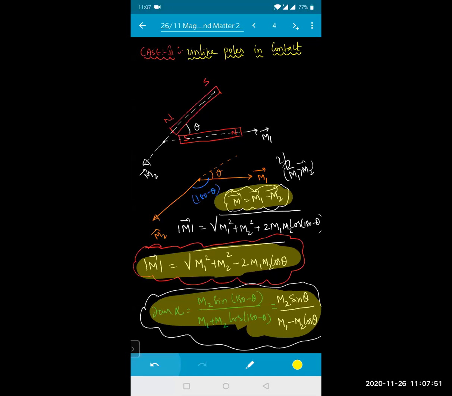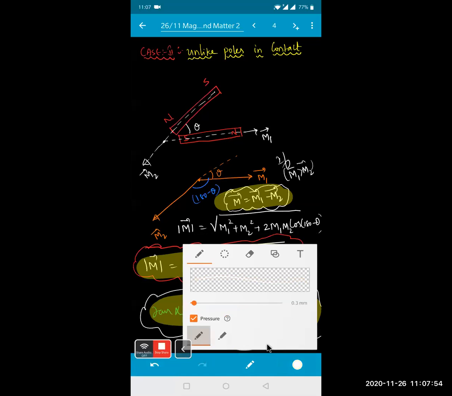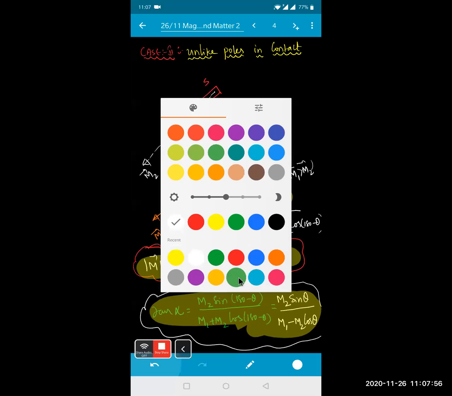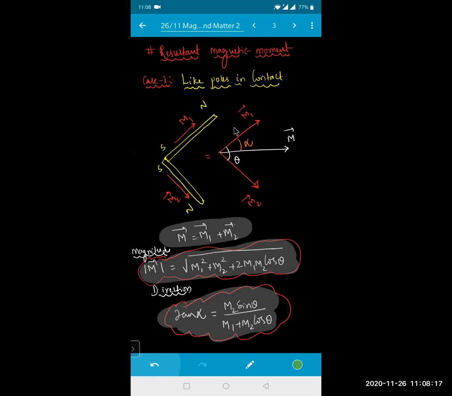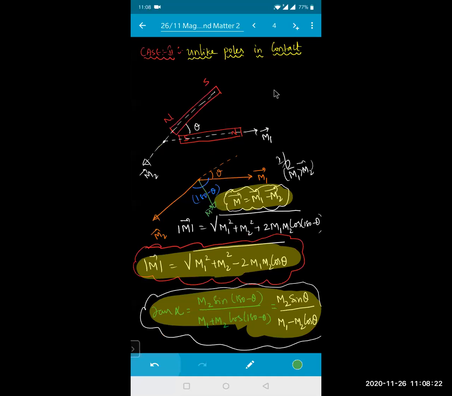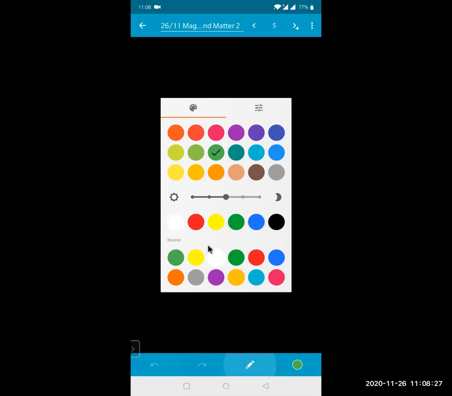Yes, sir. Where does the resultant come, can anyone say? Where should we draw the resultant? The resultant of M1 and M2 comes somewhere here, this is M. Right? Is it clear? So how to calculate the resultant magnetic moment when both of them are in the same direction and when they are in opposite directions? For like poles and unlike poles, we got formulas exactly similar to the vectors condition. Next one.